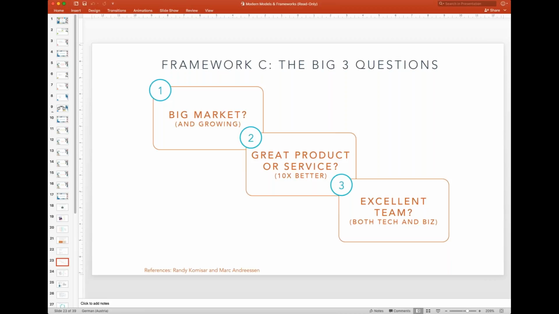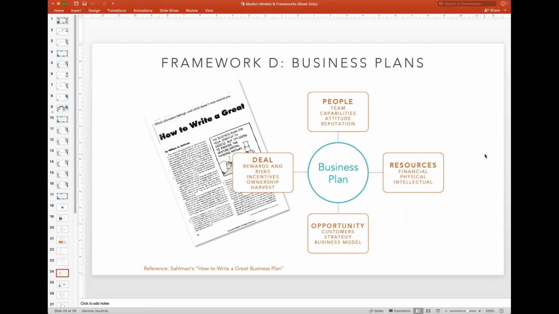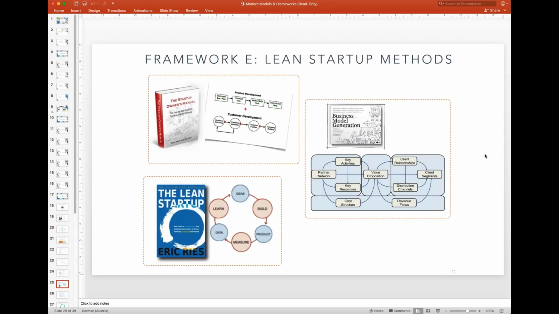every investor will ask, and I think that it is very smart for each entrepreneur to ask himself or his co-founders, how do we answer these three questions? Next model, please. The classic business plan, I'm almost sure everybody here is quite familiar with, so we'll skip this one.